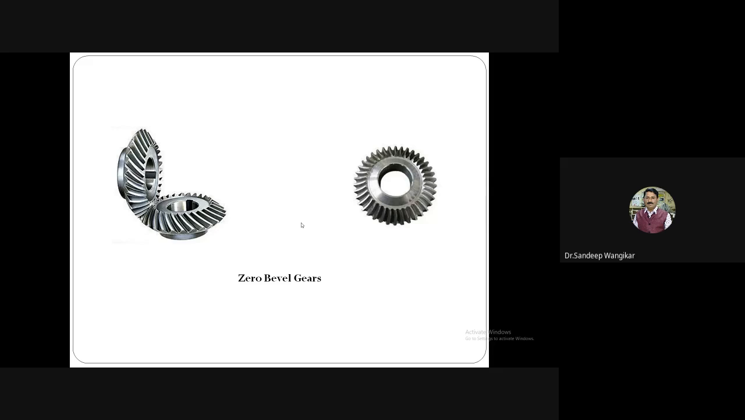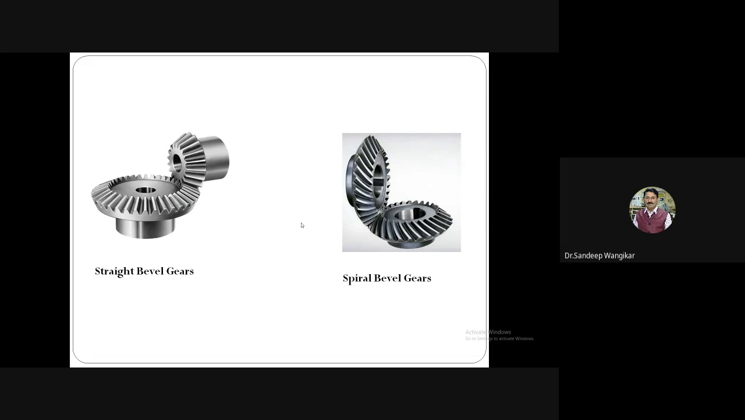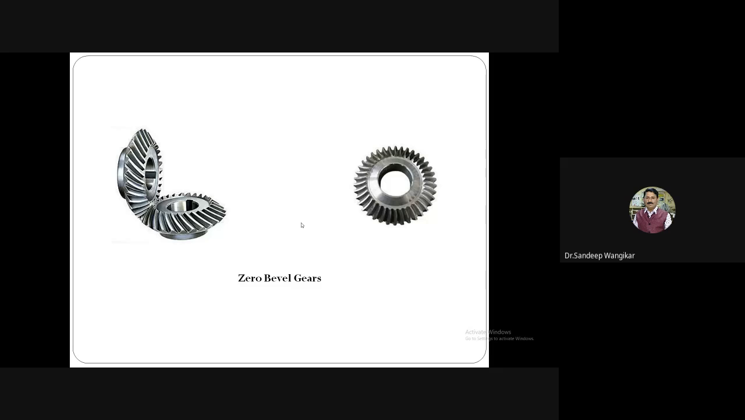Gyral bevel gears. This is one type of bevel gear where the pinion and gear are of the same size, same module and same number of teeth, and they are at an angle of 90 degrees. If I take the intersection point, then on both sides the angle will be 45, 45. In the last diagram, the straight bevel gear, pinion is smaller and gear is larger. Here both have the same dimensions. Such a case is called a gyral bevel gear.